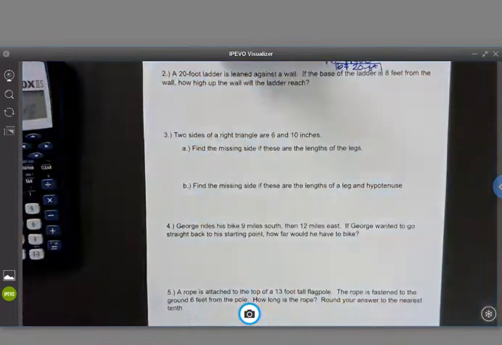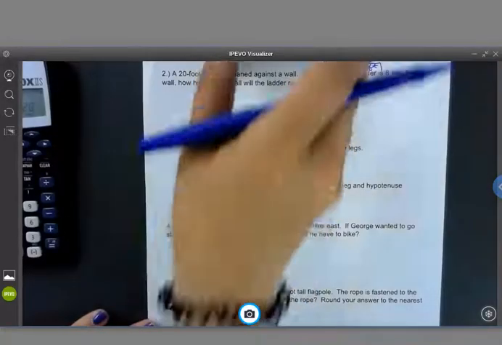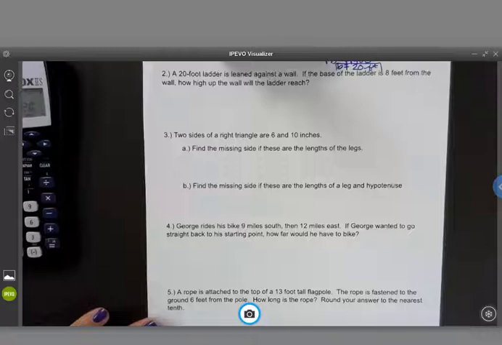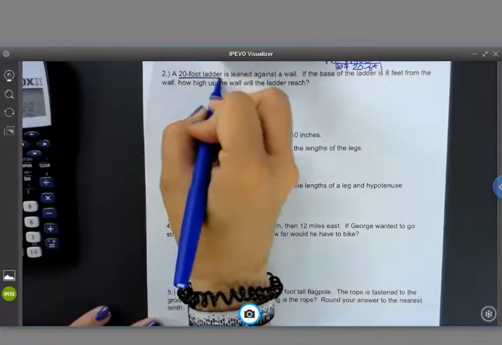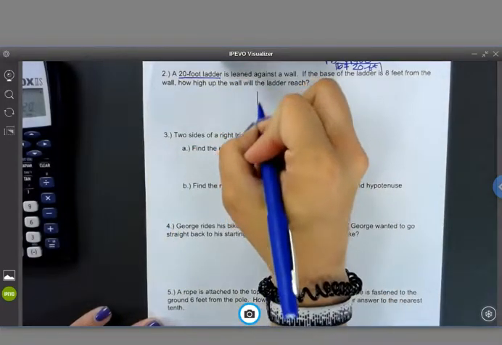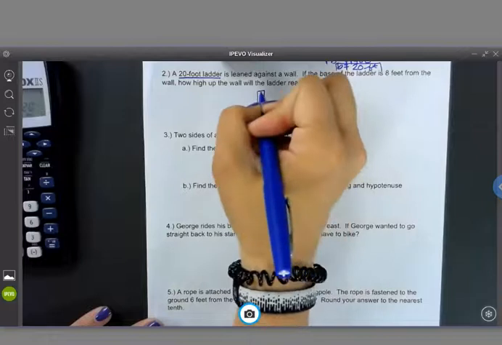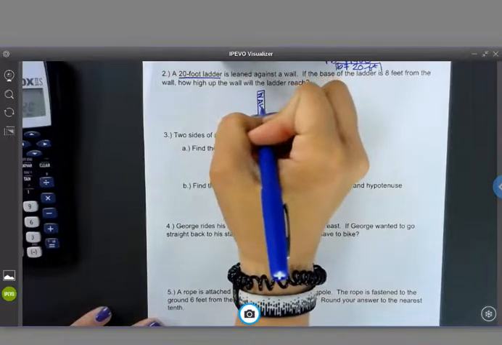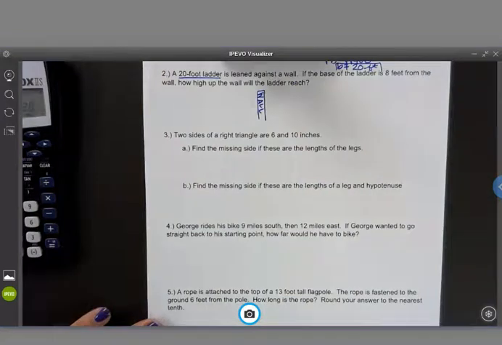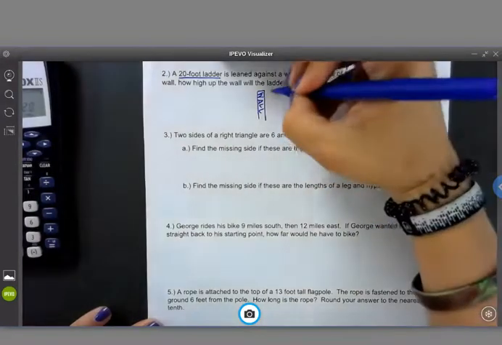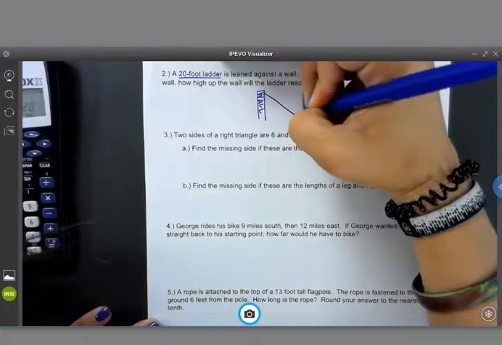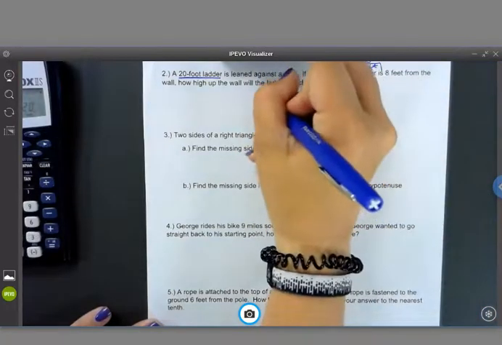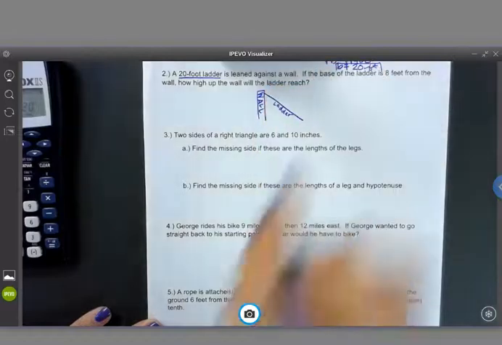All right, number two says, a 20-foot ladder is leaned against a wall. If the base of the ladder is 8 feet from the wall, how high up the wall will the ladder reach? Okay, so a 20-foot ladder is leaned against a wall. So I'm going to draw myself a diagram. So here's a wall. Okay. So a 20-foot ladder is leaned against it. So if I lean a ladder against a wall, this is my ladder. It's leaning against a wall.